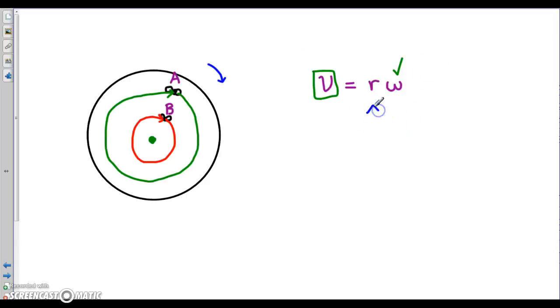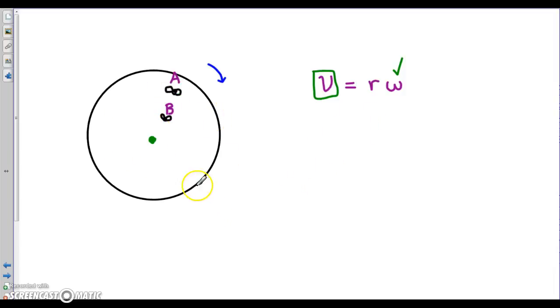Alright then, if fly A has a bigger radius, then fly A will have a larger linear speed. So we could draw that linear speed and say, okay, fly A's linear speed is something like this, and fly B's linear speed is smaller, so a smaller arrow. How did I know to draw the velocity vectors off at this angle? I simply imagined a line going from the center to the fly, and then I drew the velocity vector perpendicular to that radius line.